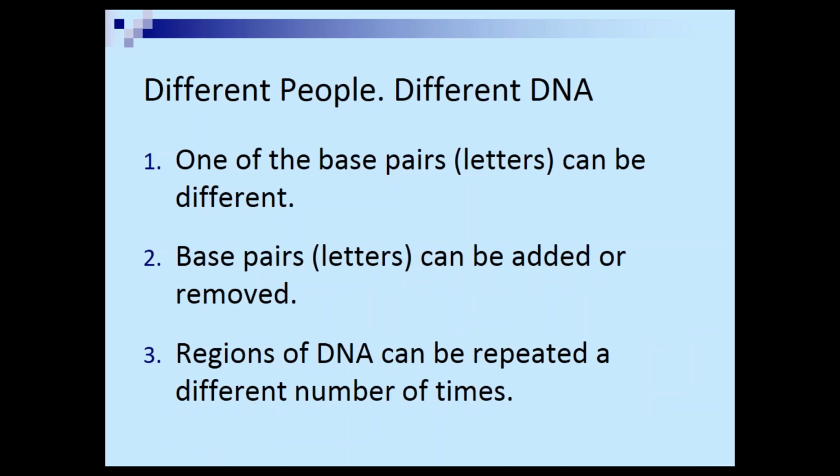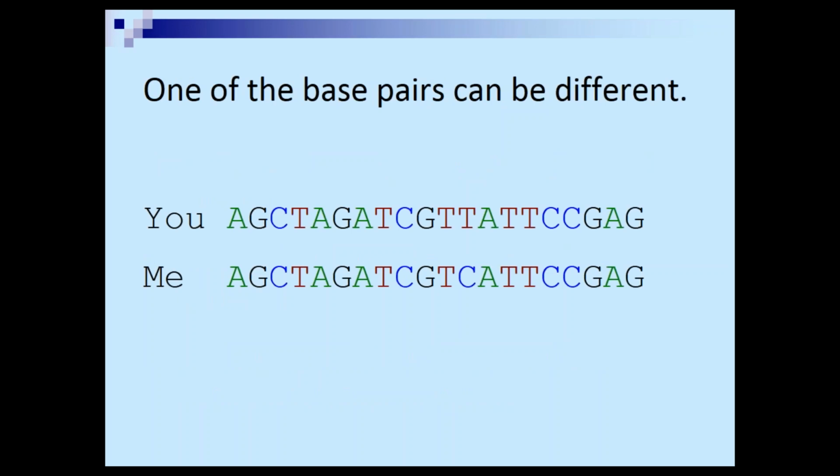Okay, there's 3 different ways. The first one is probably the most common. If you say, how could DNA be different between individuals? Well, the letters are different. We'll look at some examples here. Also, letters can be added or moved, and it's really that last one that's the most confusing one, unfortunately, that is what forensic scientists look at.